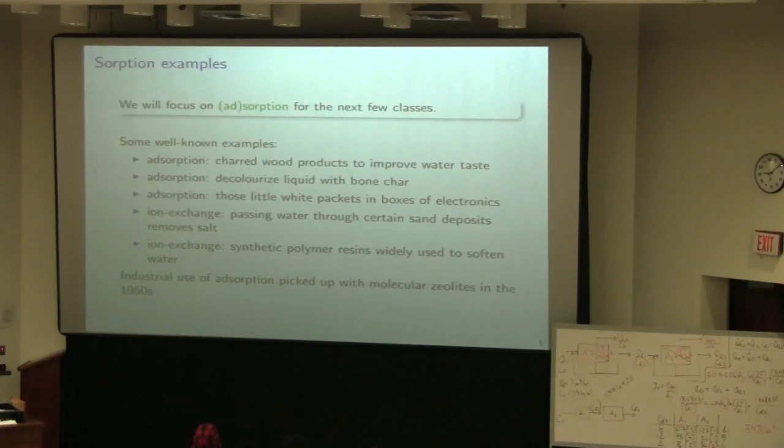Let's take a look at some examples that have been well known for many years. For many, many years, people have been using charred wood products to filter their water, to improve the water taste. Bone char, in fact, is a type of activated carbon and will decolorize water. Especially water streams that come from rivers, where there's a lot of soluble plant material, that water's colored and has some taste components from that vegetation matter. If we pass those through charred wood or charred bone, it removes that color and that taste of the vegetation products. That's been known for many, many years.